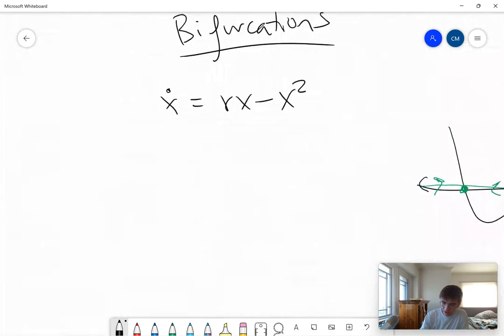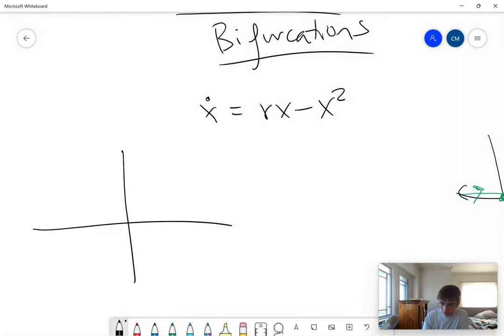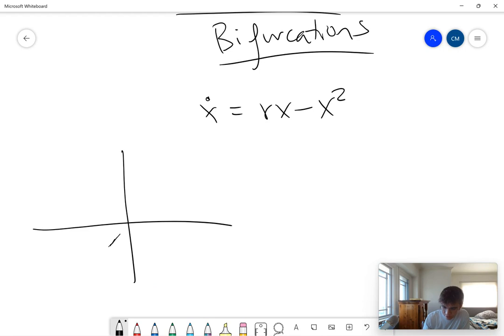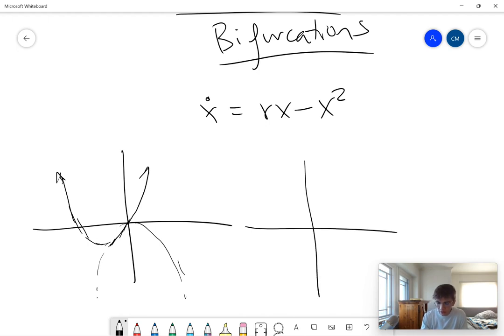Now, in this case, all right, if I graph this picture here, I'm going to have essentially, let's say r is some positive number, this. Okay, and now if I vary r, I'm essentially going to slide this parabola up and down, and this is r.